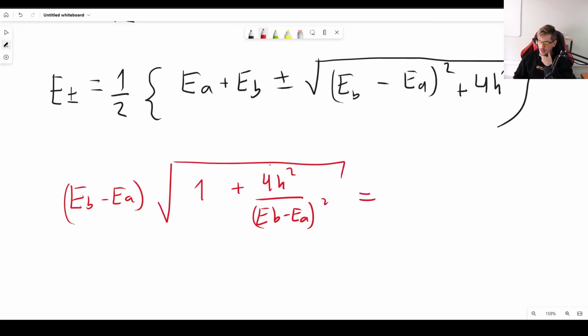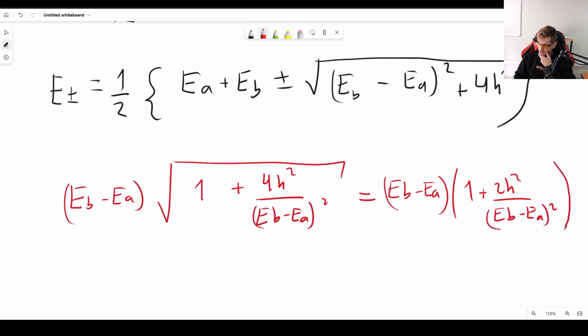Now, using the binomial theorem, we can expand this. EB minus EA remains the same, of course, but then we have 1 plus 1/2 times this. The 4 will become 2, so 2h squared over EB minus EA. Any higher order terms will be negligible because the next term, x squared, will have h to the 4th power, which is so small that it will not make any noticeable difference, right? This is an approximation. So let's plug it in here.